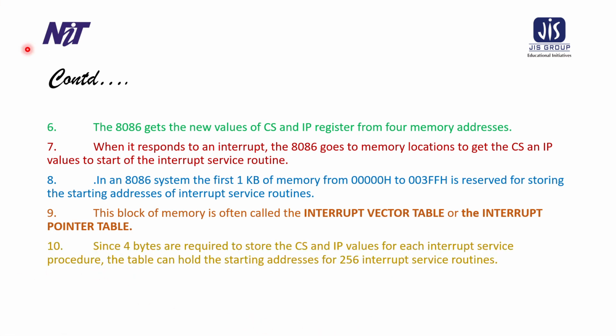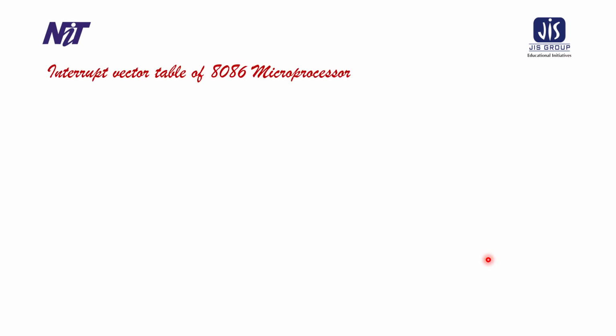Since 4 bytes are required to store the CS and IP values for each interrupt service procedure, the table can hold the starting addresses for 256 interrupt service routines. So this is the interrupt sequence of the 8086 microprocessor. Next, I'll explain the interrupt vector table of the 8086 microprocessor.